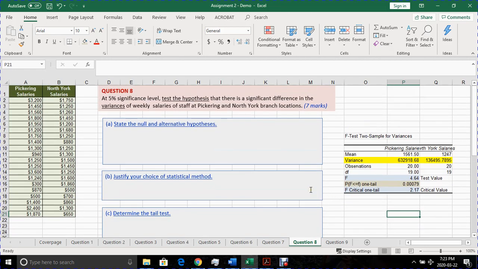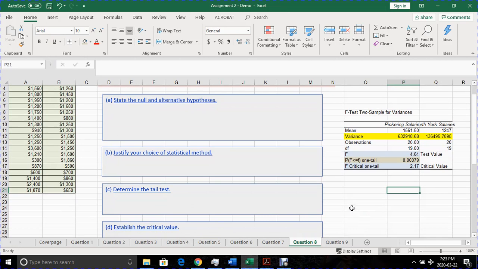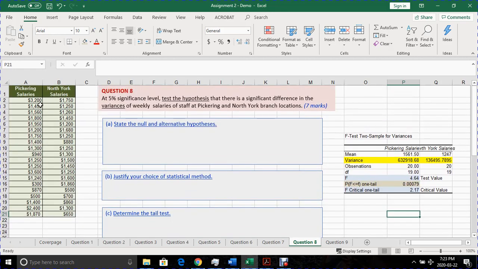So essentially, that's it for question 8. To recap, we've used question 8 to test the significance in the variances between two columns of information. The F-test is what is utilized in doing so, and as a result, in this analysis, we've proven that the two variances are not equal, hence we can assume that the two salaries between the two locations have differences in their variability.